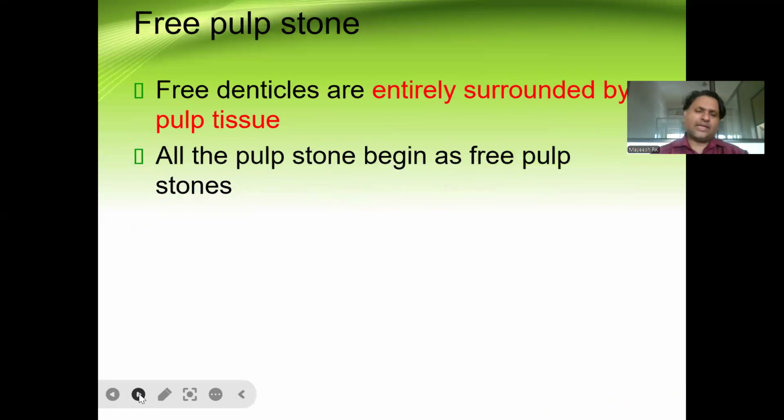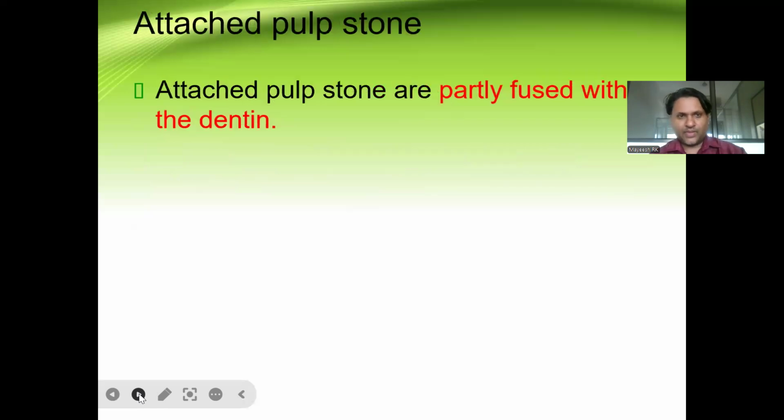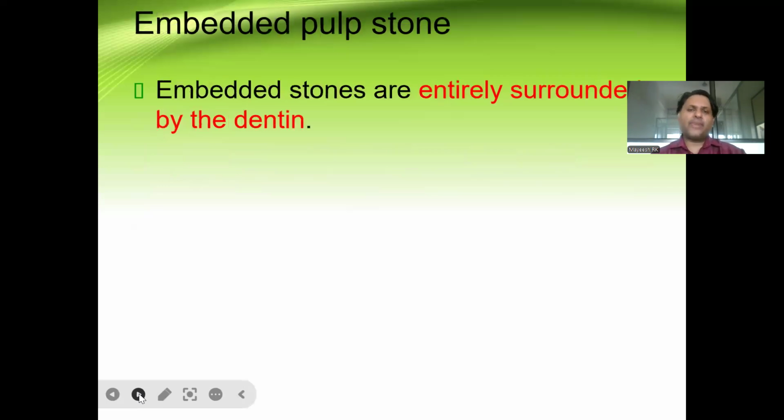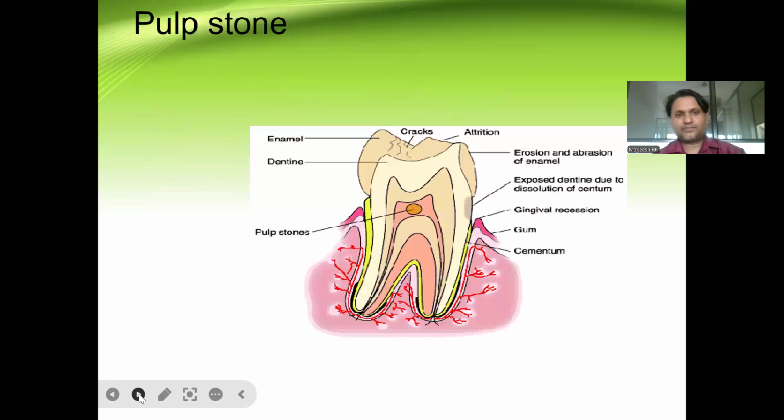Now, what are the other types we have? Based on location, we have free, attached, and embedded. Free denticles are usually entirely surrounded by the pulp tissue, and all pulp stones begin as free pulp stones. Attached stones are partially fused with dentine. And embedded is the one which is completely surrounded by dentine. So basically, as per location, you have free, attached, and embedded.